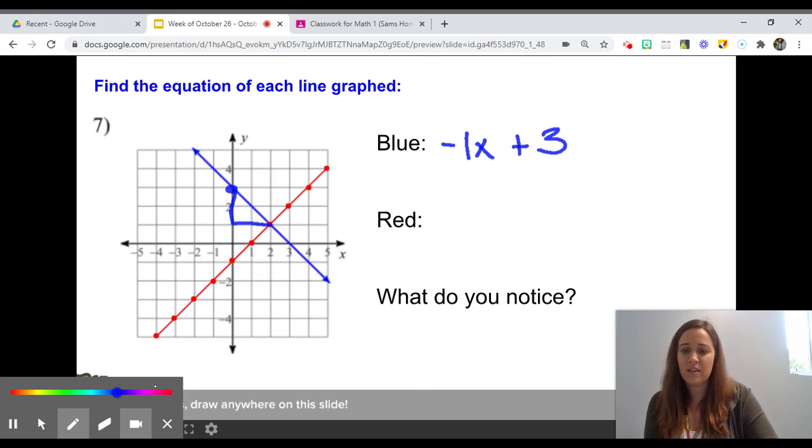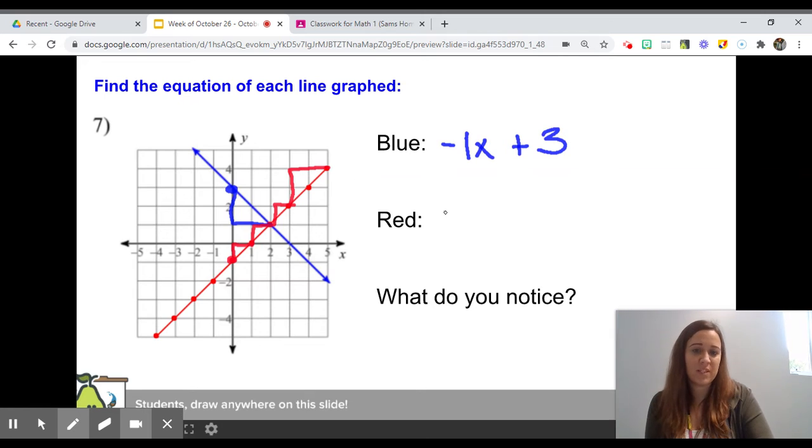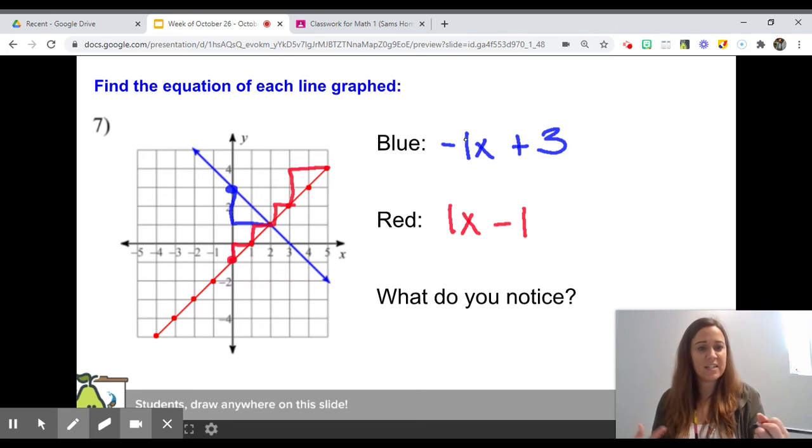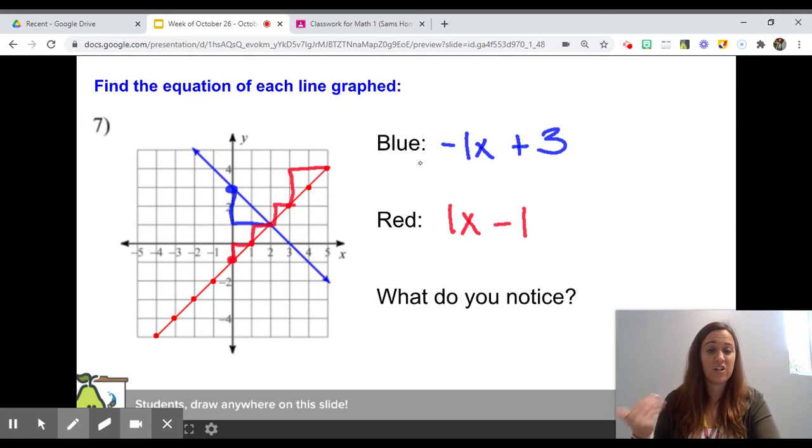Okay, and then the red line was here at negative 1, and it went up 1 over 1, up 1 over 1, up 1 over 1, or up 2 over 2, which will simplify to 1x, and then it crossed there at negative 1. So something to look at here is first, are they opposites of each other? So it was 1 positive and 1 negative. That is true. The blue line was negative, the red line was positive, so that panned out.